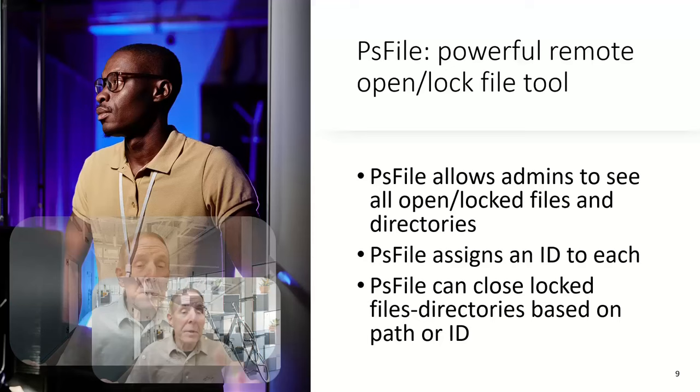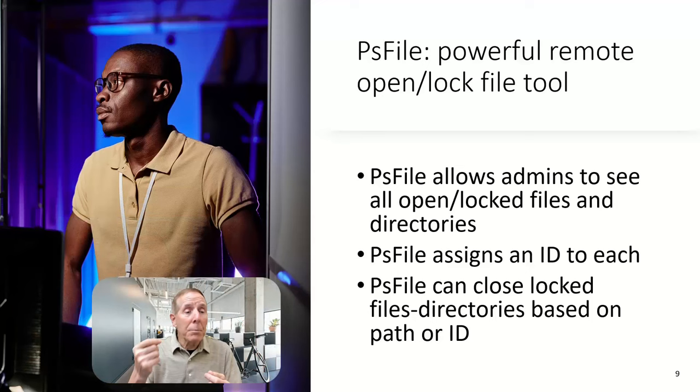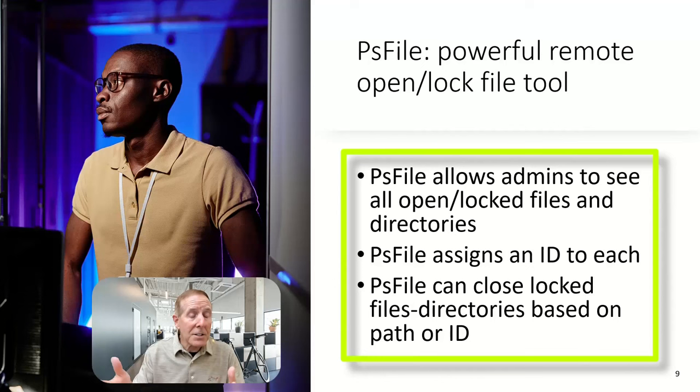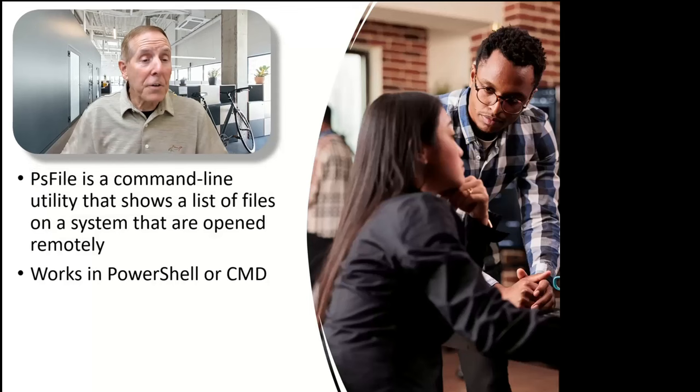PS Files is a remote tool from your admin station. You can go out to any server. You can see all the open and locked files and directories. PS Files assigns an ID to each of them, so you can close them by ID. PS Files will allow you to close any locked files or directories based on path or ID. PS Files works in either the PowerShell environment or your command line environment.